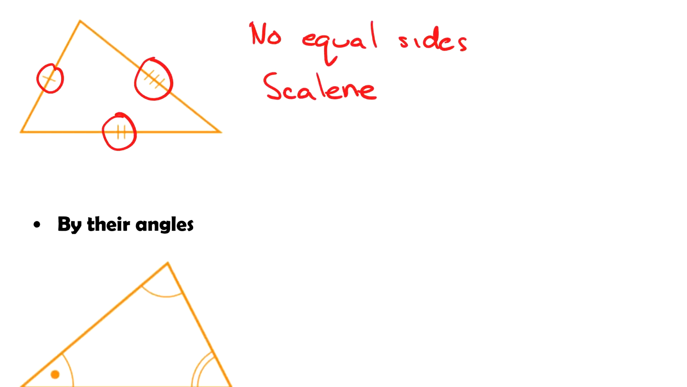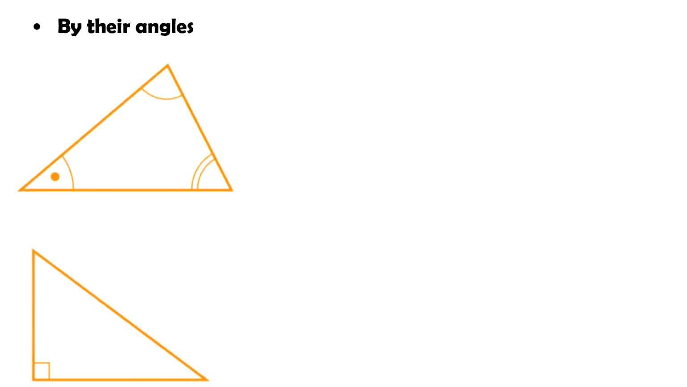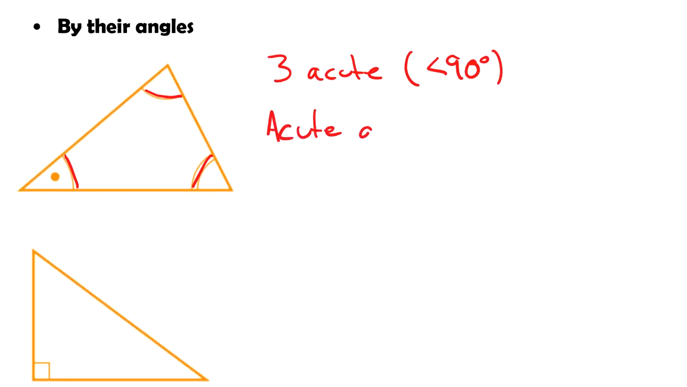Alright, so now we'll move on to our angles. Here, notice we have three acute angles. Now remember, an acute angle is less than 90 degrees, so it's smaller than 90. And what we call this is an acute angled triangle.